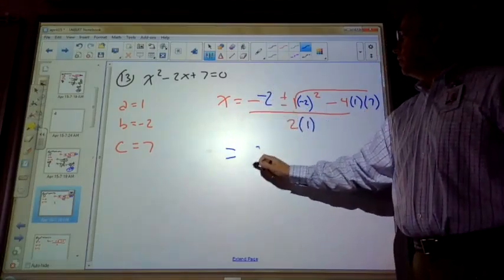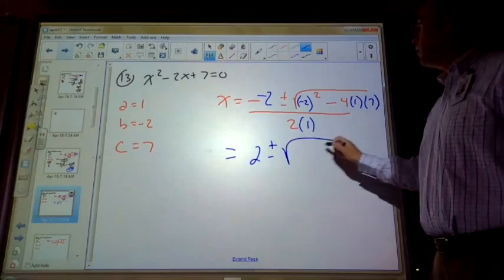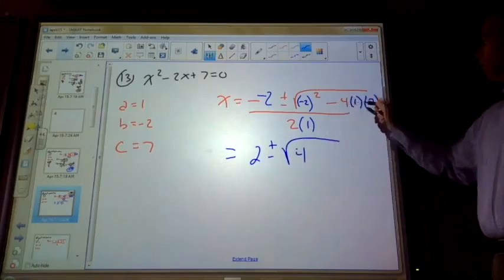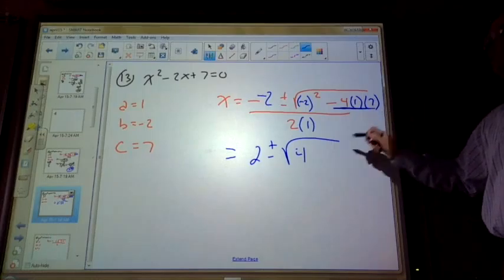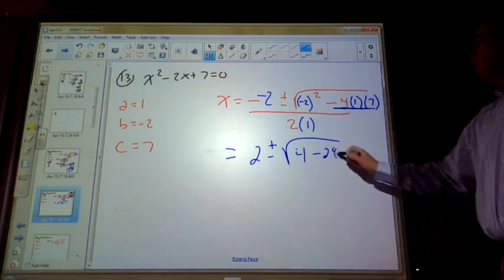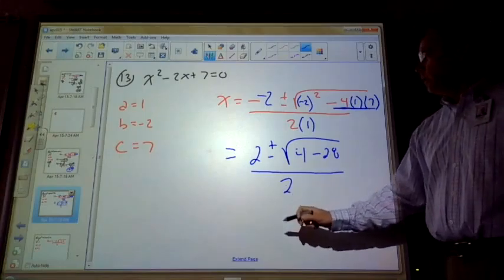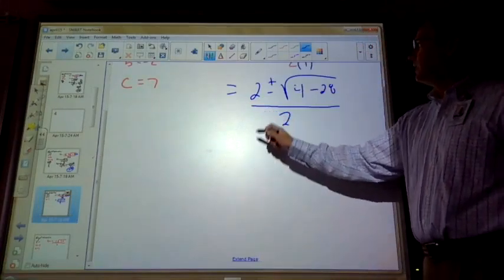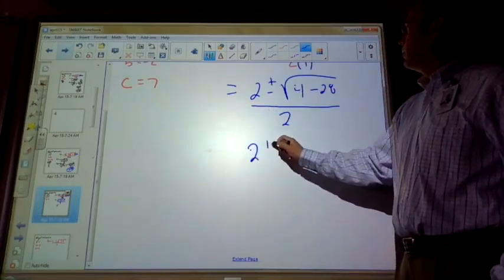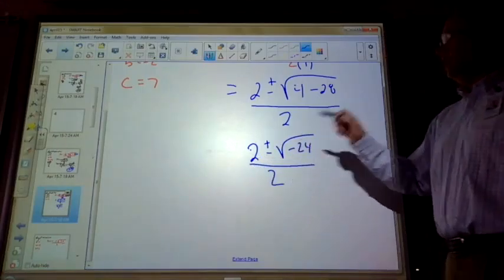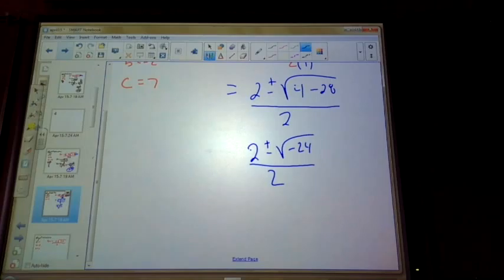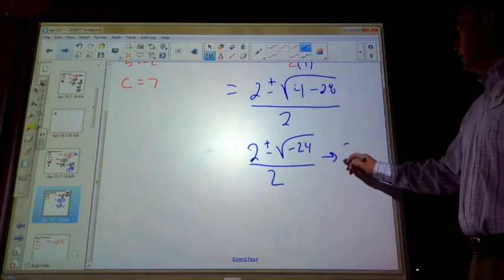So negative 2 is 2 plus or minus 4. What does this come out to? Close. Negative 28 over 2. So then let's extend that page. 2 plus or minus negative 24 over 2. What did I say you do when you have a negative in the radical? What letter comes out in front of the radical sign? I. Good. So this is the same thing as writing this.